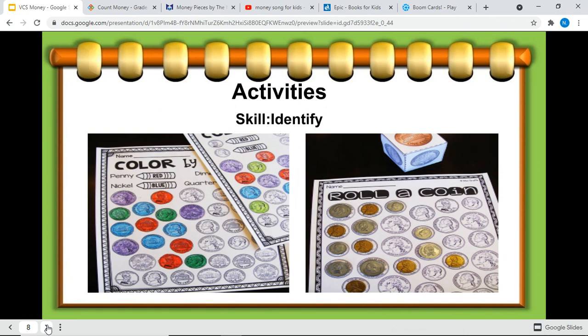You can also identify by having them use different colors. So here, the penny is red. So each time they see the penny, front or back, they would color it red. The nickel is blue, the same process. The front and back, they would color it blue. And here, you can use a tissue box to create a die and add on the image of the penny, the nickel, the dime. And whenever they roll that coin, they have to place it on top.